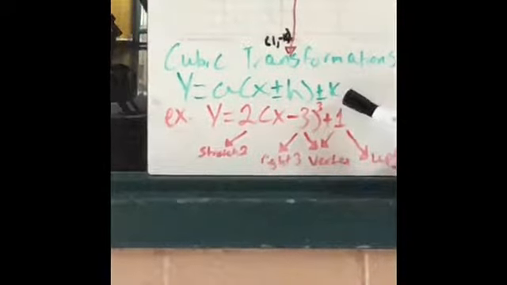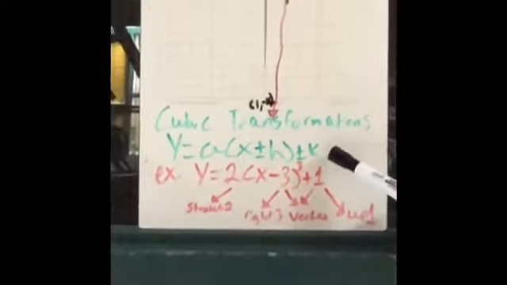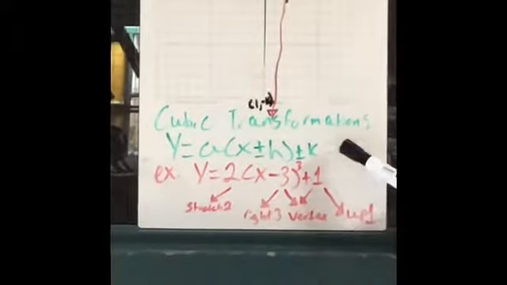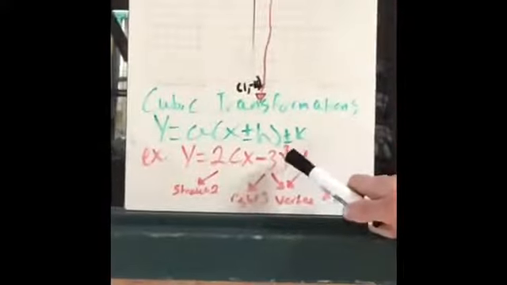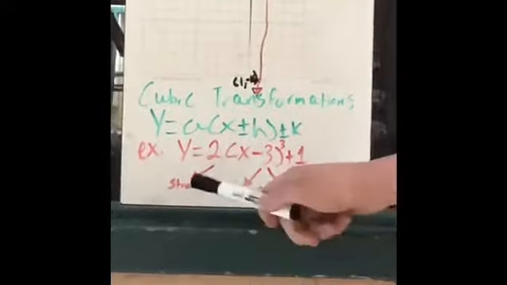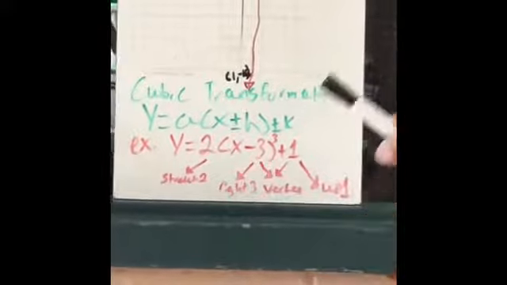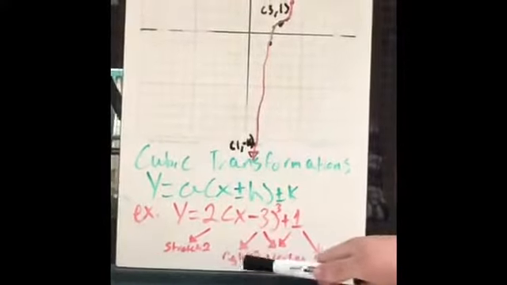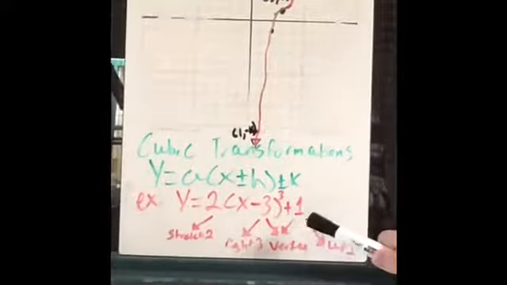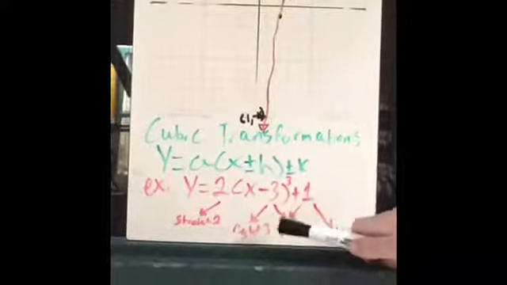And then for k, it's just as it sounds. If it's positive, then it goes up. If it's negative, then it goes down. So our example today is y equals 2(x minus 3) cubed plus 1. So the 2 is going to make it stretch by 2, which means we're going to have to multiply the y values of the parent graph by 2. And then the negative 3 is going to make it move right 3. And the 1 is going to make it move up 1. And the cubed is going to make it to where our graph looks like this.